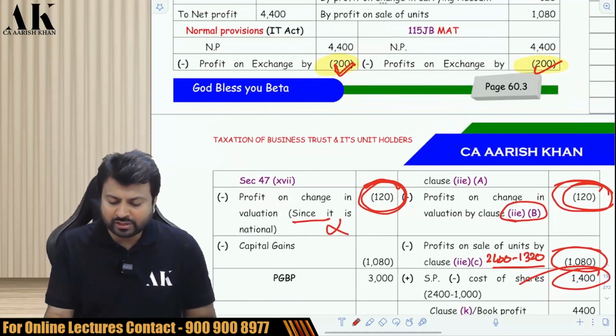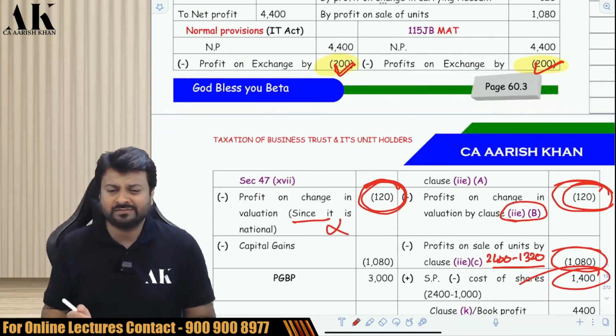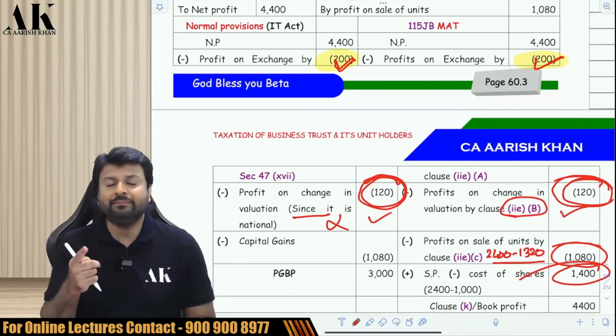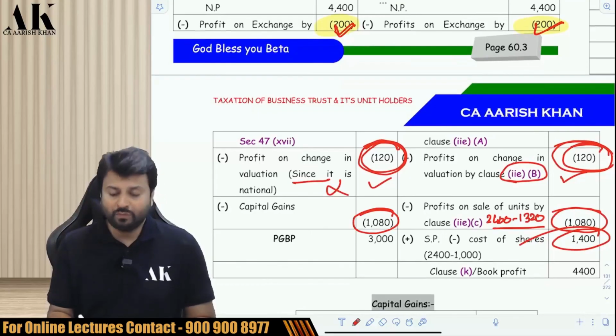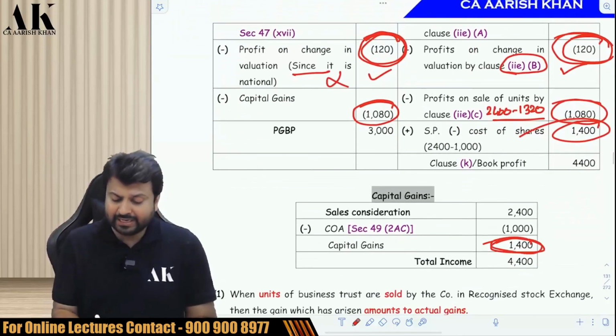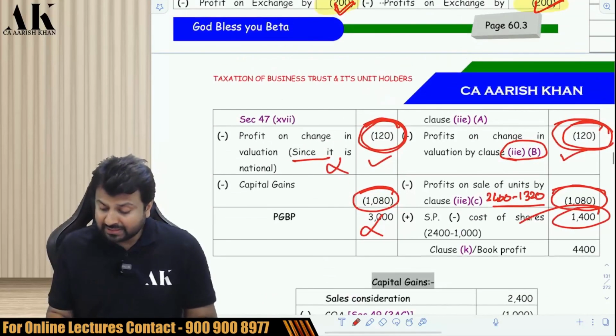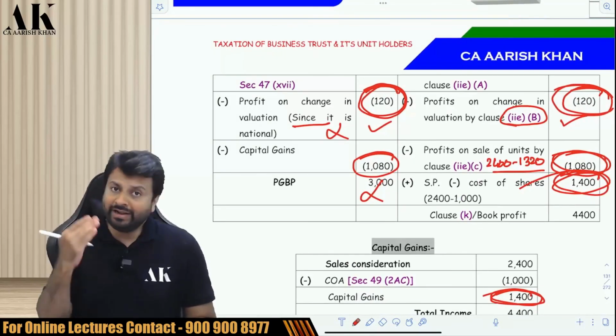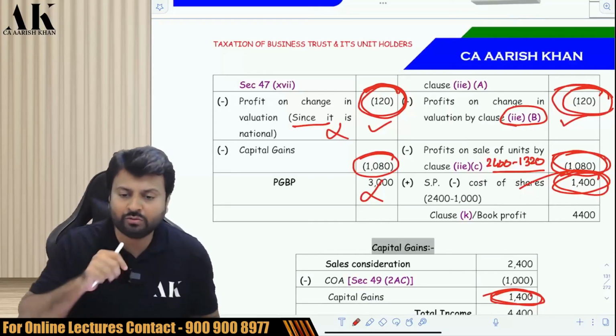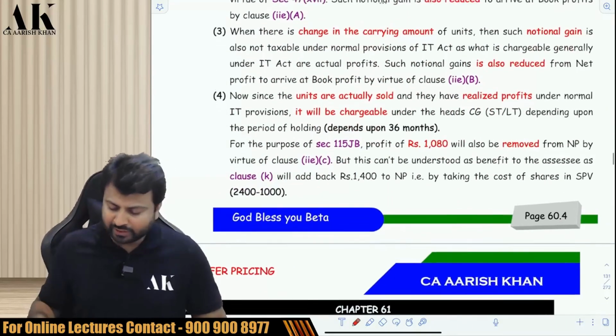200 rupees is reduced. Why? Because this is a profit on exchange. 120 is reduced. Why? Because this is a profit which is notional. 1080 is reduced. Why? Because it will be taxed separately in capital gains, not in PGBP. Here 1080 is reduced because I want to tax 1400, not 1080. Now the entire 1400 rupees is realized. This is how you are supposed to give the treatment, and this is what is written over here.